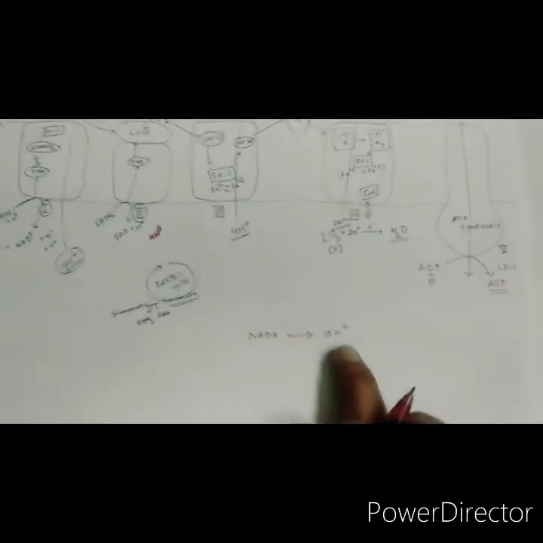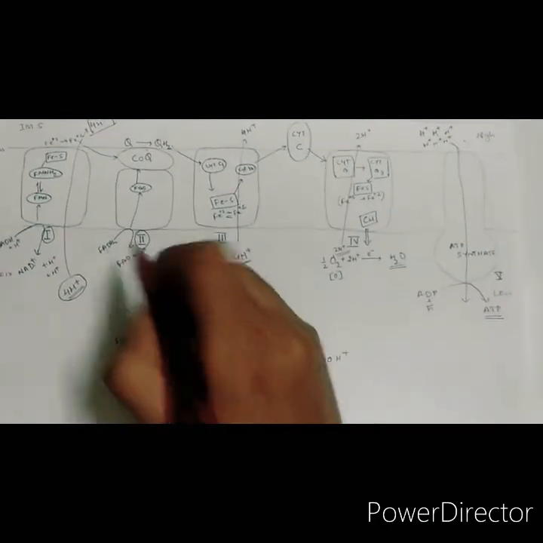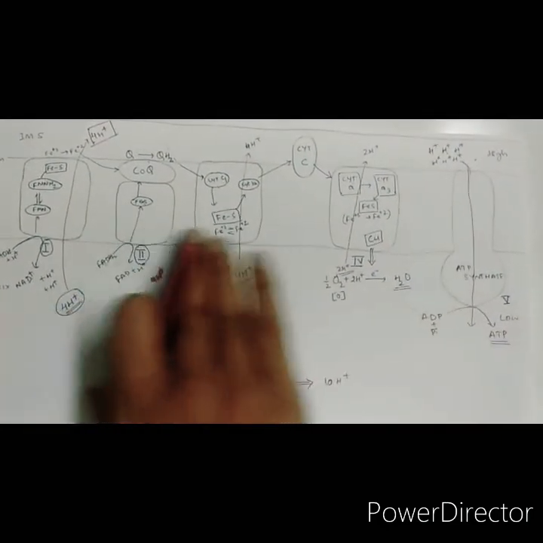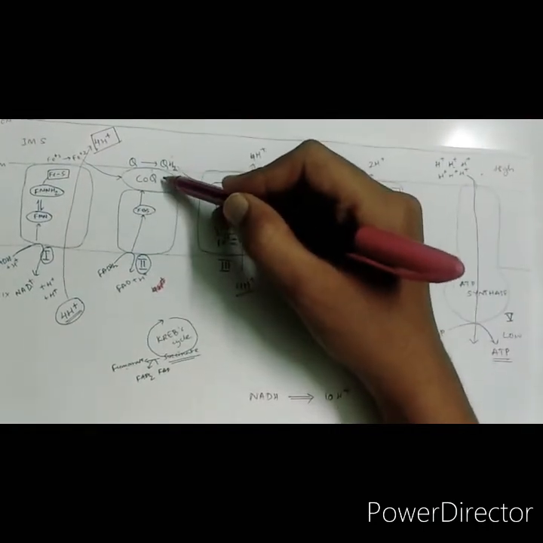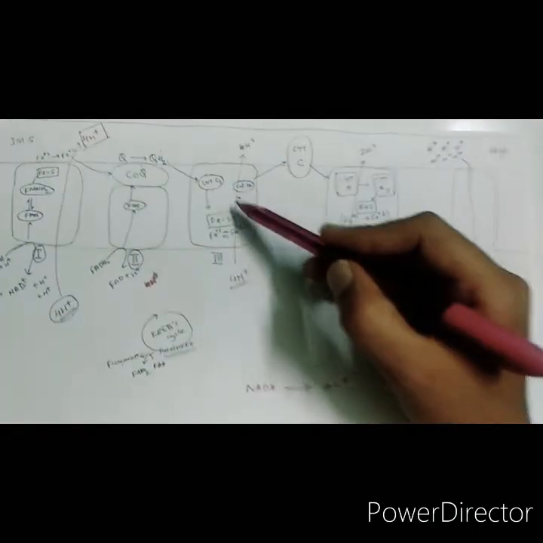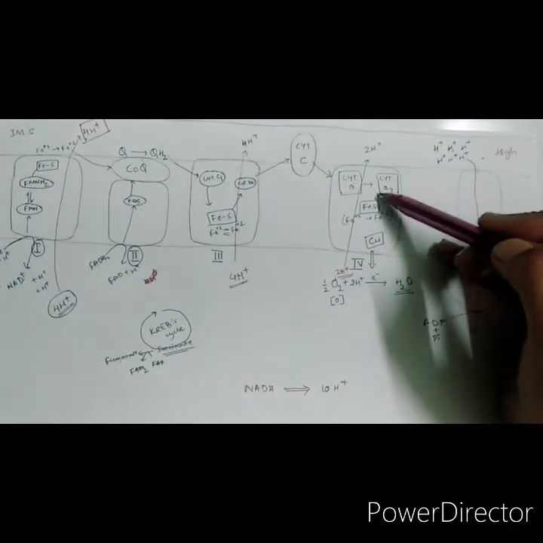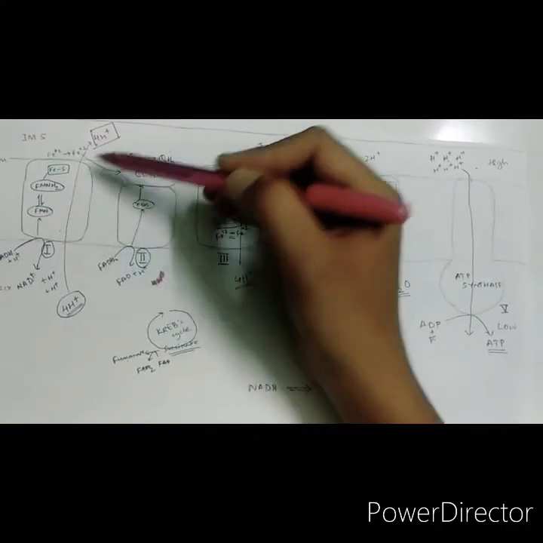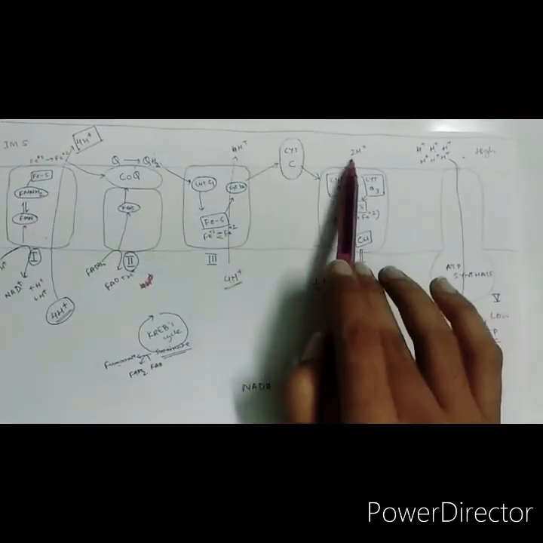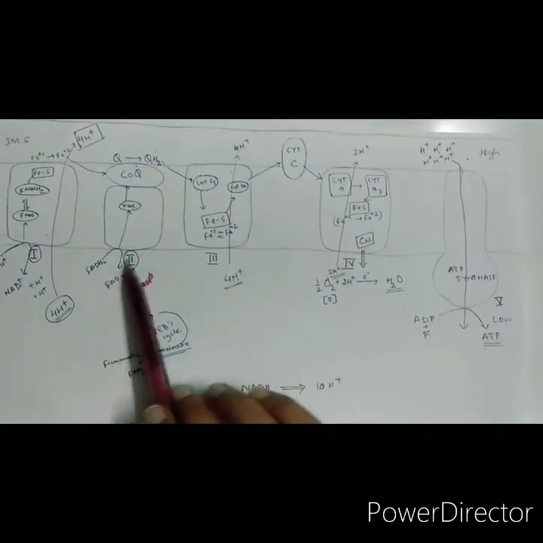10 protons during NADH oxidation, while the FADH2 starts from the second complex. Because there is no transfer of protons from the second complex, and there is transfer of protons from third and fourth, the first complex does not come into account. So only 6 protons are being generated when FADH2 is being oxidized.